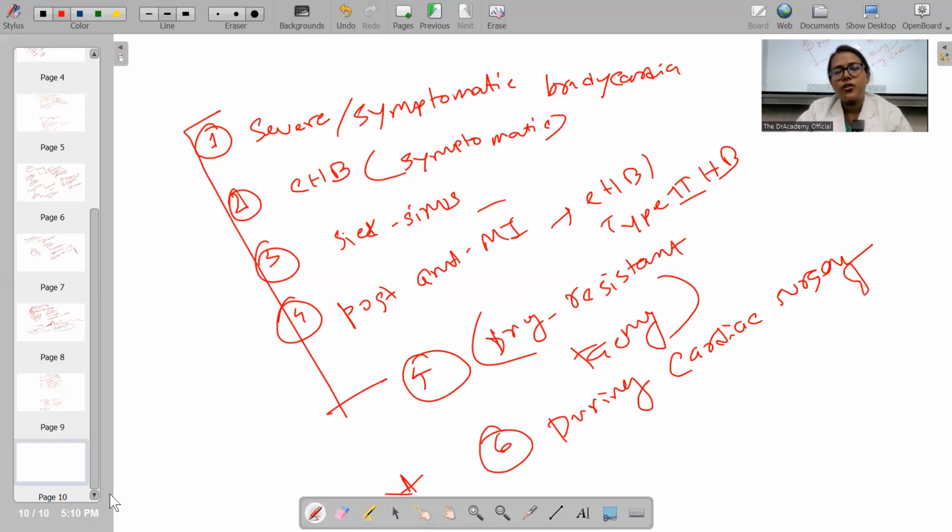So these are the indications for temporary or permanent pacemaker. Now, what are the common complications?